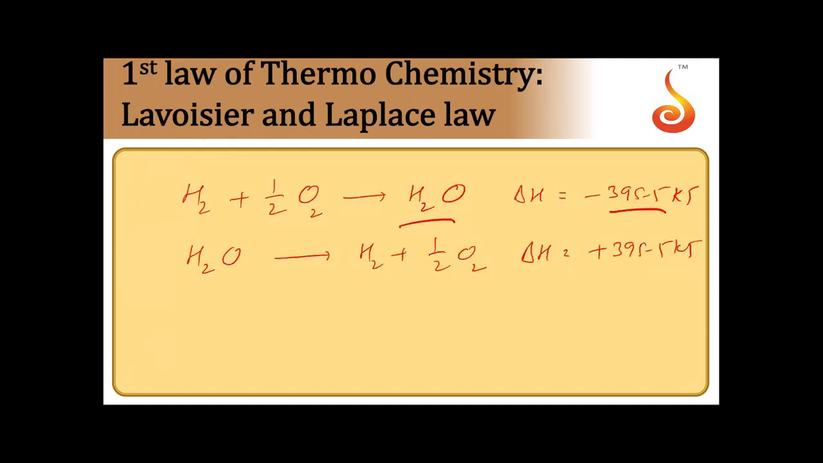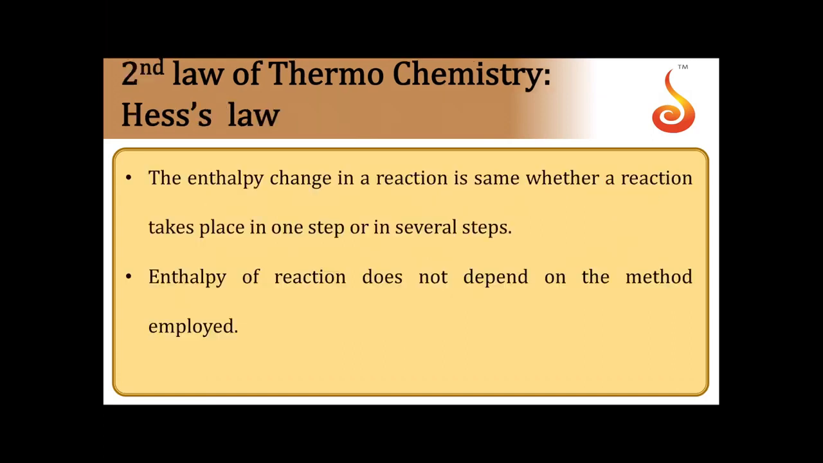So formation of water is exothermic in nature and decomposition of water is endothermic in nature. Numerically both the values are same but opposite in sign. This is the first law of thermochemistry. Then comes the second law of thermochemistry, which is also called Hess law of constant heat summation.